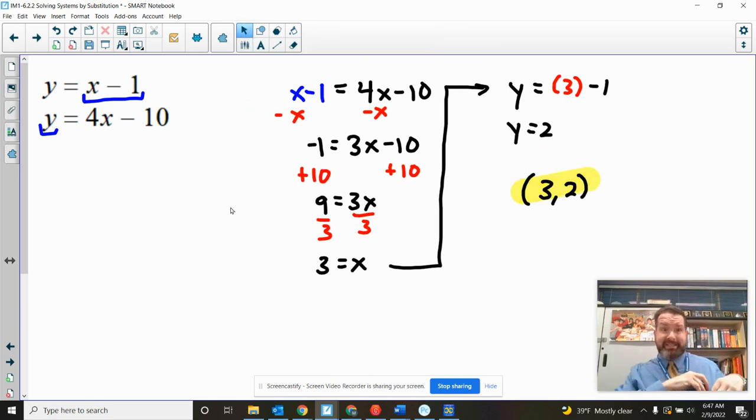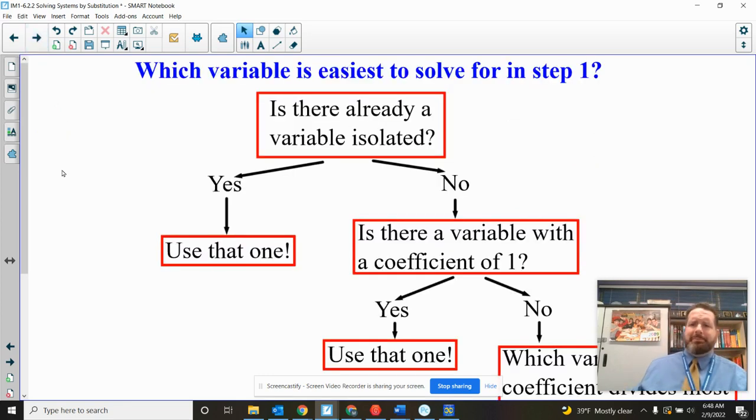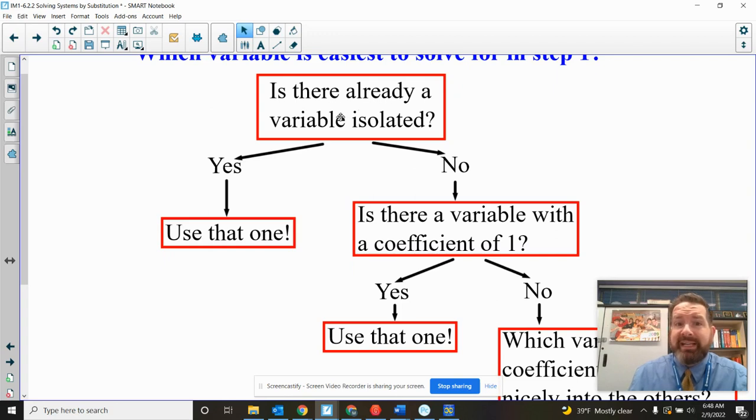So there's the process. There's a recording of the odd-numbered practice problems with some more examples. I want to wrap up here with this chart. On that first step, how do you know which variable is the easiest one to use? Ask yourself these questions. Is there a variable that's by itself already? If there is, use that one.